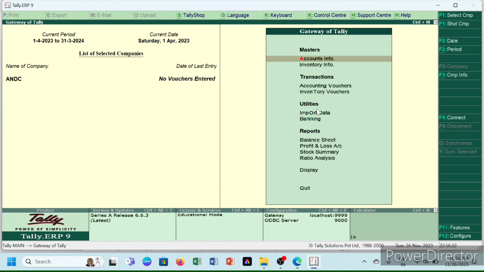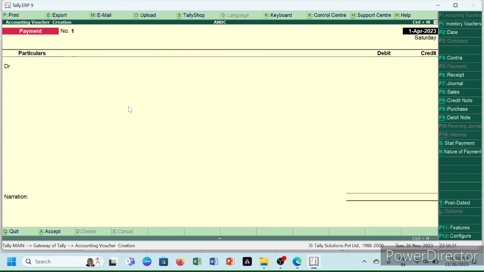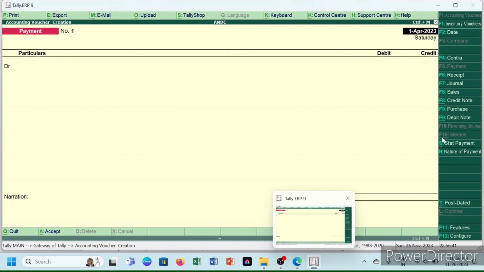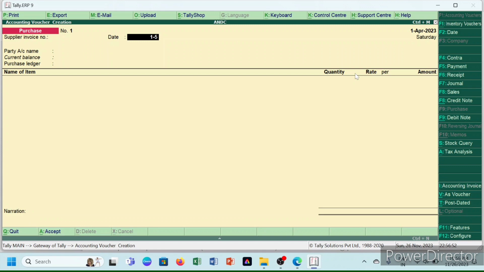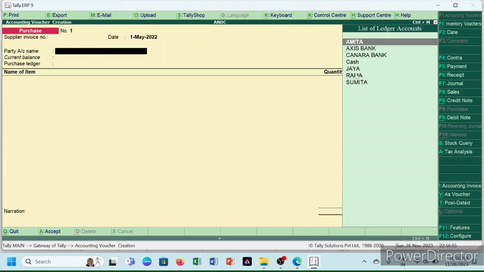For voucher, you have to go to accounting vouchers, press V. Since it is a purchase voucher, these are the shortcut keys given here. Press F9 for it. Purchase voucher. The date here given is 1 May. Party name is Rama.